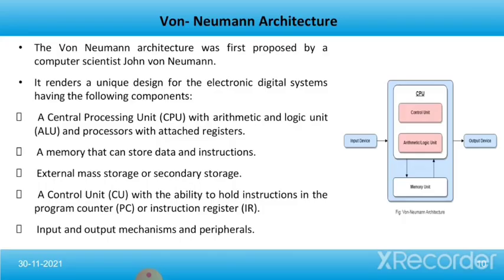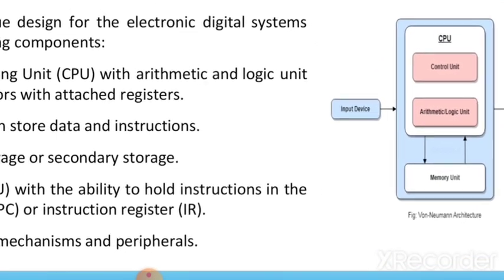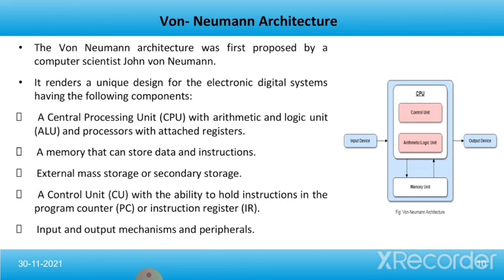Next is the von Neumann architecture. So this is the von Neumann architecture. If you look at this diagram, this architecture was first proposed by a computer scientist, John von Neumann. After his name, it has been named von Neumann architecture. It renders a unique design for the electronic digital system, which has the following components. It has a central processing unit with the arithmetic and logical unit, and processors with attached registers. A memory that can store data and instruction. So here both data and code or instructions are located in the same memory location.